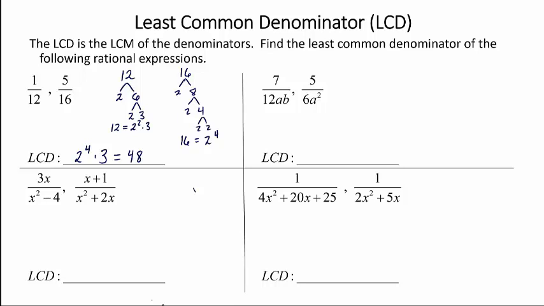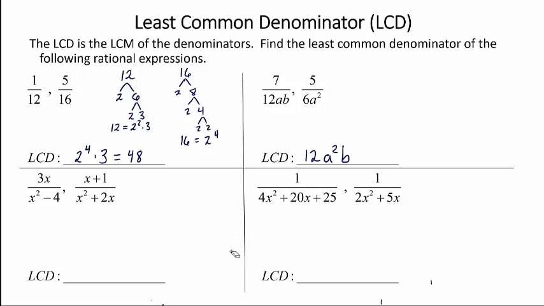Okay, with this next example of 7 over 12ab and 5 over 6a squared, I'm looking at the numbers 12 and 6, and the lowest number that they'll both divide is 12. Then what other factors do I have? I have a and a squared, so a squared is the one that goes in the LCD, and then also b. I have to include all of the variable factors that I see, the largest number of times that they appear in any given denominator.